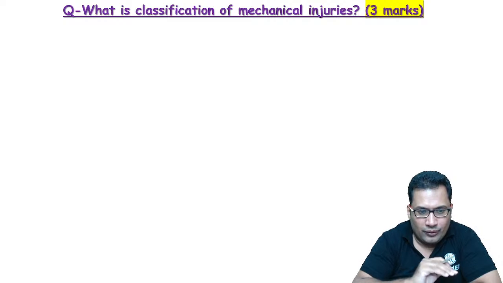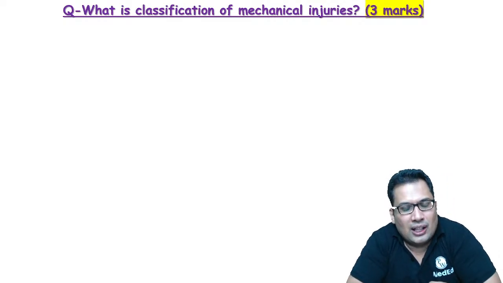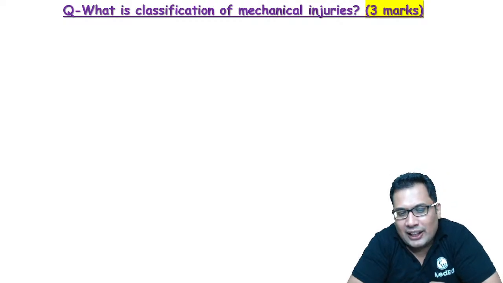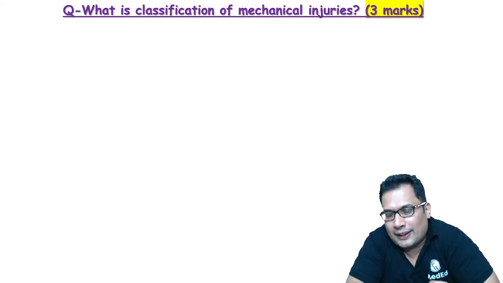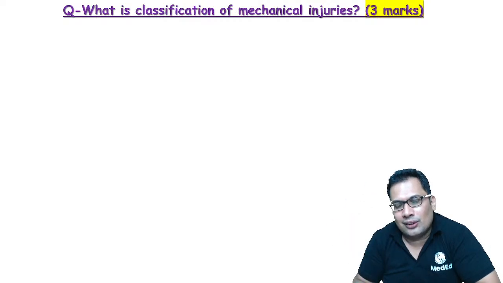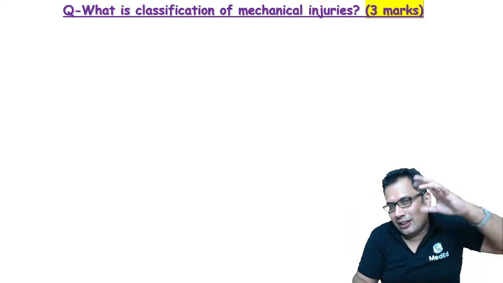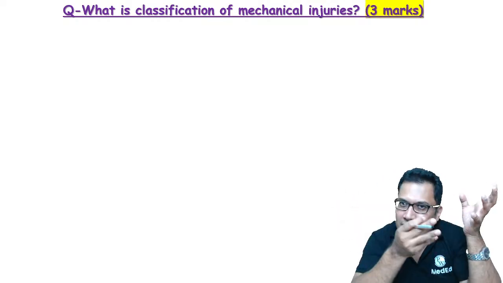So the last topic of the day: what is the classification of mechanical injuries? It can be a 3 marks question. Forensic is like mathematics. If you write a proper answer, you get 3 out of 3. Mechanical injuries are those caused by mechanical force, either by blunt force trauma, sharp force trauma, or firearm injury.